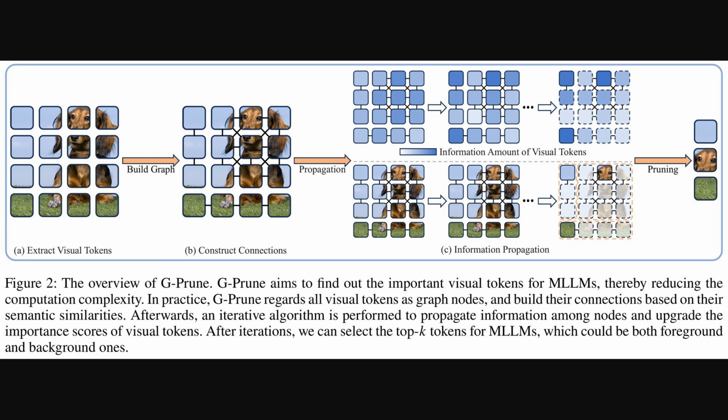Following that in C, there's this iterative process called information propagation, where the importance score of each token gets updated based on its neighbors in the graph. Finally, the method selects the top K tokens with the highest scores, effectively pruning the less important ones while keeping representative tokens from all over, like the dog's face and the grass here.